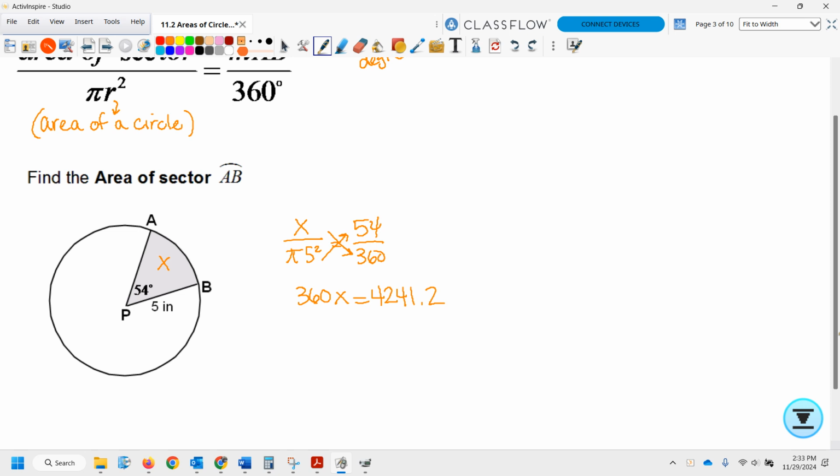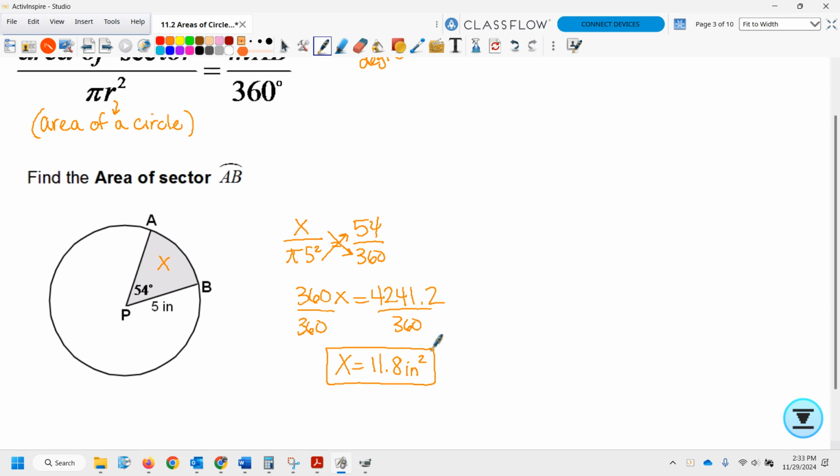Now all I need to do is divide both sides by 360. So 4,241.2 divided by 360 is 11.8. Because we're talking about area of a sector, it's going to be units squared. Units are inches, inches squared. You will lose points if you do not label your numbers, right? Area is always squared. Everything else is just what it is, okay?